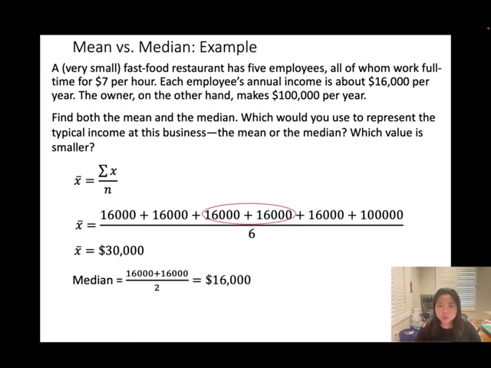Okay, so now what do you think? Which would you use to represent the typical income at the business? Would you use the 30,000 or the 60,000? For sure, you want to use 60,000, right? I would say from this data, I could tell the 100,000 is the outlier, right? Because this is the owner's income.